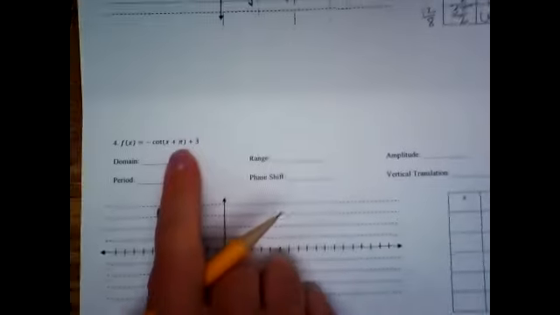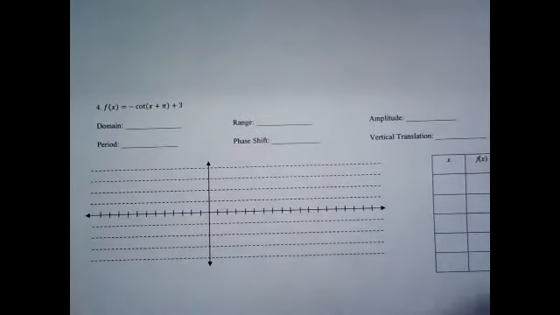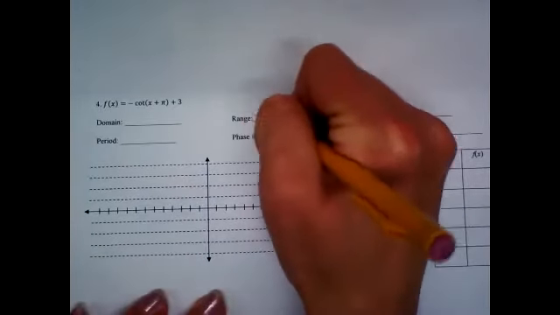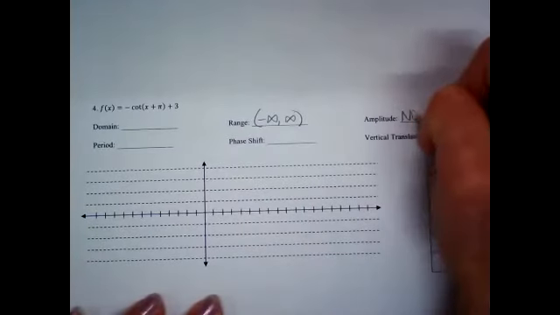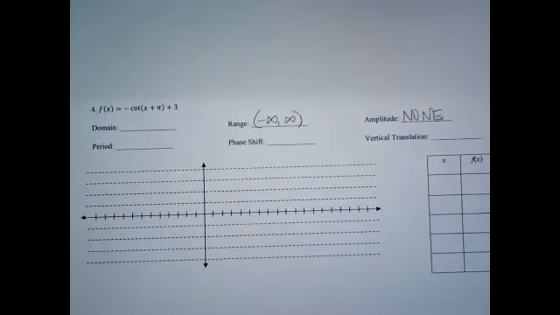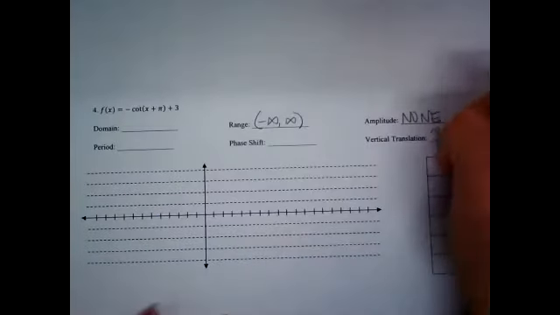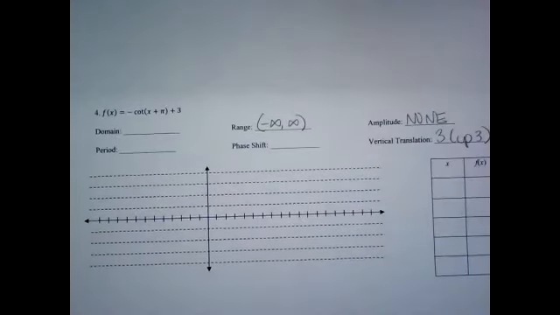We don't need to factor this one, which is good. Let's fill in the automatic stuff. Your range will be everything. Amplitude, none. All right, what else can we fill in? What do you look at and you're like, okay, I know that. Vertical translation, 3, or you can say up 3.